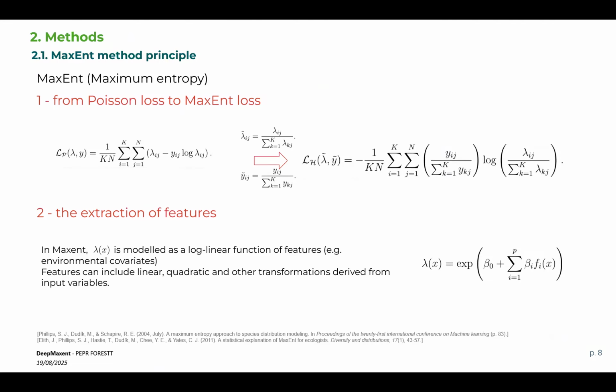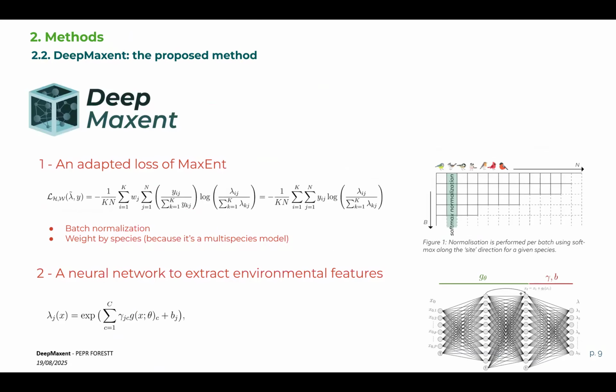In brief, Maxent is based on a loss function derived from the Poisson likelihood. We have lambda as the intensity of Poisson distribution, and this intensity is normalized. And Maxent uses handcrafted feature transformations of input variables. Moreover, in Maxent, we have to define a separate model for each species.